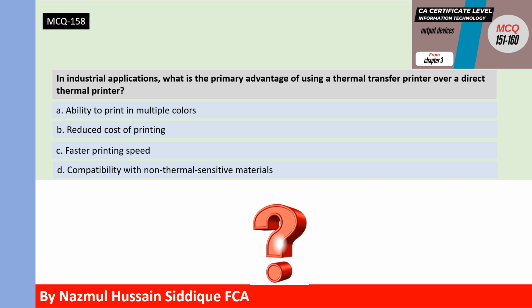Which one is the correct option? The correct option is D. Compatibility with non-thermal sensitive materials is the primary advantage of using a thermal transfer printer over a direct thermal printer.